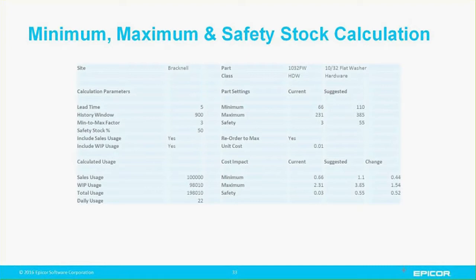The workbench then uses these parameters to calculate the following: the daily stock usage, and from this it can calculate the minimum quantity by multiplying the daily usage by the lead time for the part, and the maximum quantity is then set by multiplying the minimum quantity by the minimum to maximum multiplier. Safety stock is calculated by multiplying the minimum quantity by the safety stock percentage. Planners can choose then to update the current part site values with the newly calculated values as and when required.